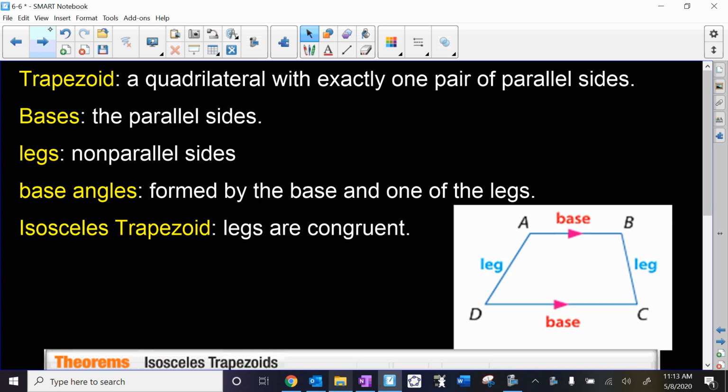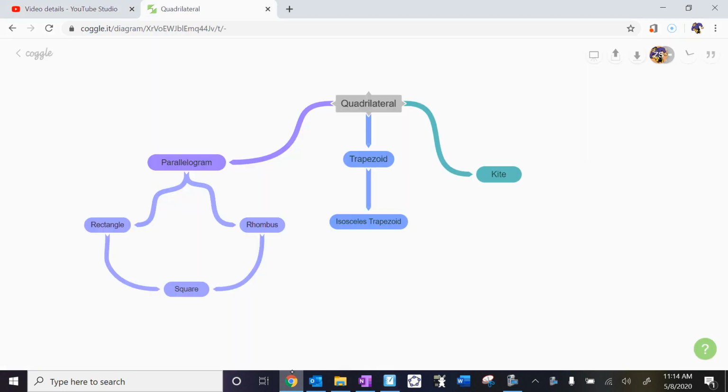A trapezoid we are going to classify as a quadrilateral with exactly one pair of parallel sides. Remember, a parallelogram had two pairs of parallel sides. Now a trapezoid we're saying is exactly one pair of parallel sides. So if I go back to our quadrilateral tree, we're going to fit a trapezoid under a new spot, not underneath of a parallelogram. Parallelogram, two pairs of parallel sides, trapezoid exactly one.